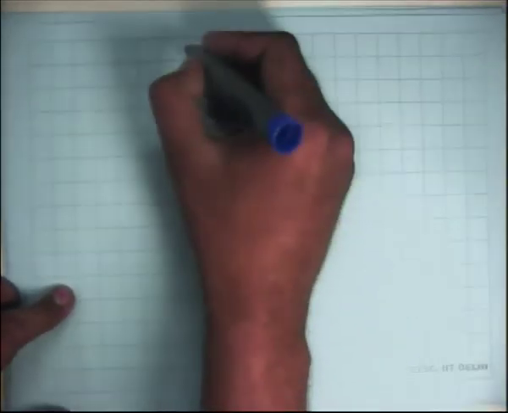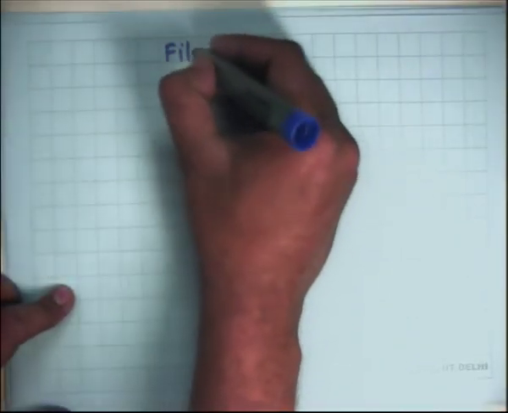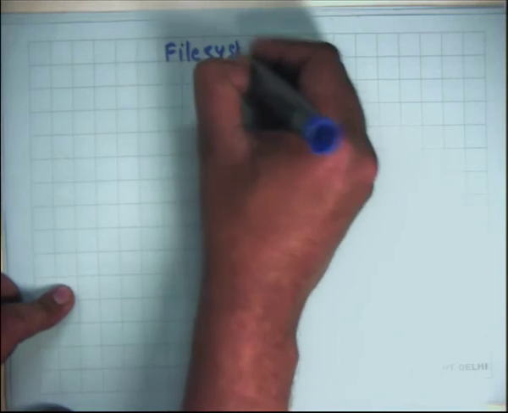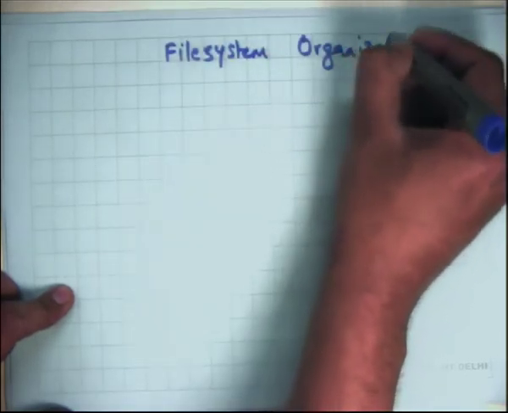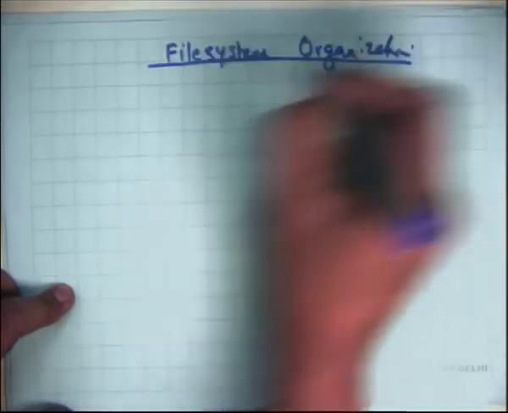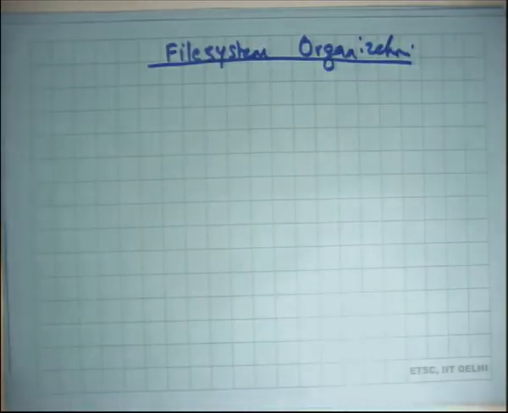Okay, so let's look at file system organization. Before we talk about durability, we just got a sense of this problem of durability and semantics that the file system needs to solve. First, let's understand how the file system should get organized.